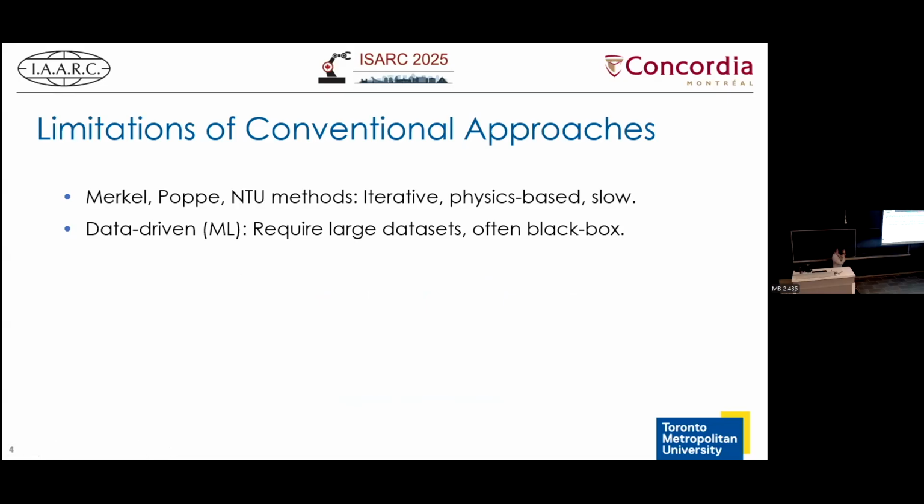Now, we were trying to figure out other ways of getting around this. Like I said, you use Merkel, Poppe, or NTU methods. They're iterative, they're physics-based, and they require data you can't measure. So you wind up in a lot of trouble.